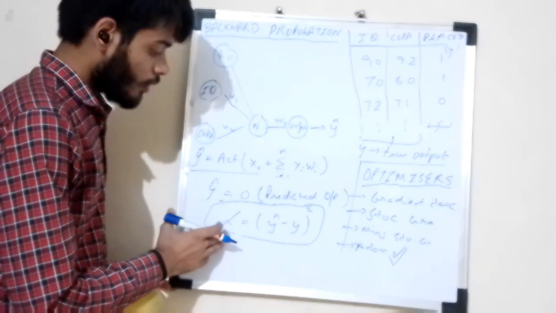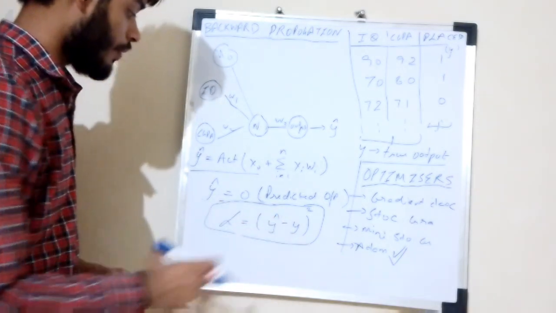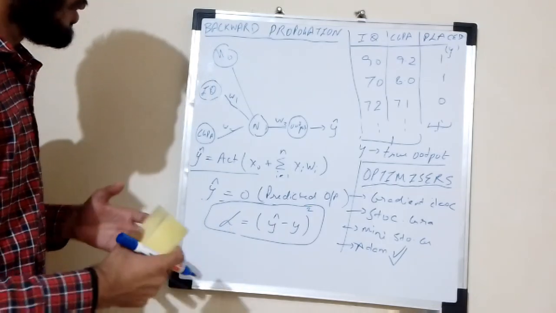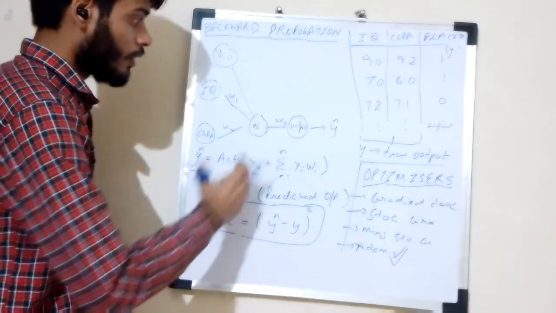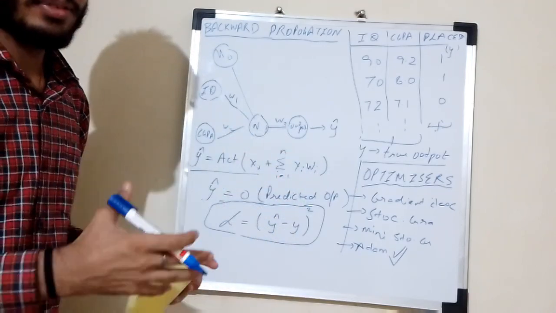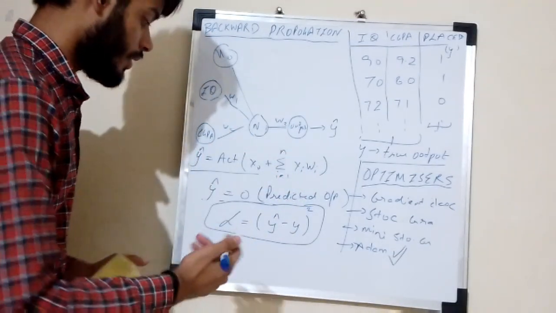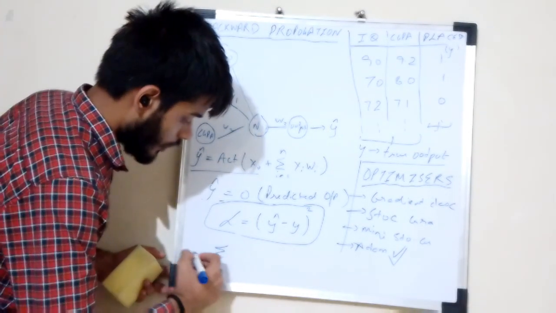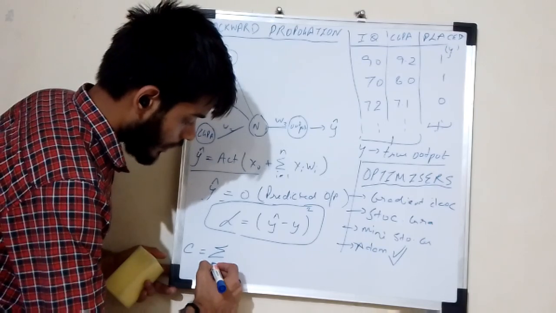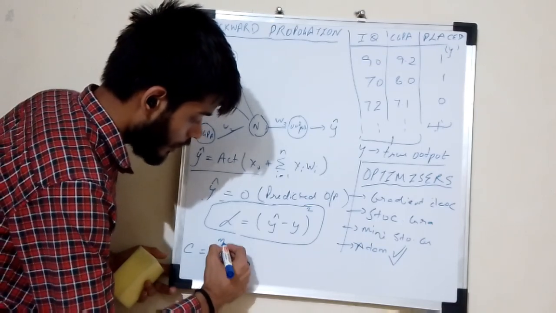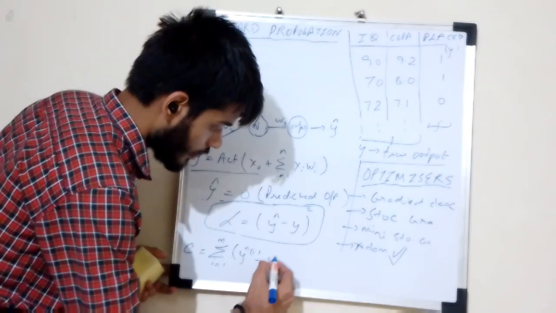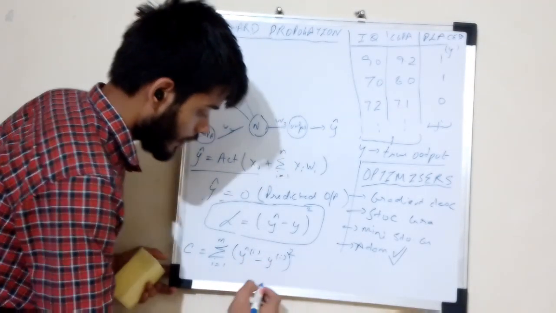In our case we have only one error, but suppose we have more than one input feature, then we have something known as the cost function. It's similar to this: the cost function C equals summation of i equals 1 to m, of (y hat subscript i minus y subscript i) whole square.